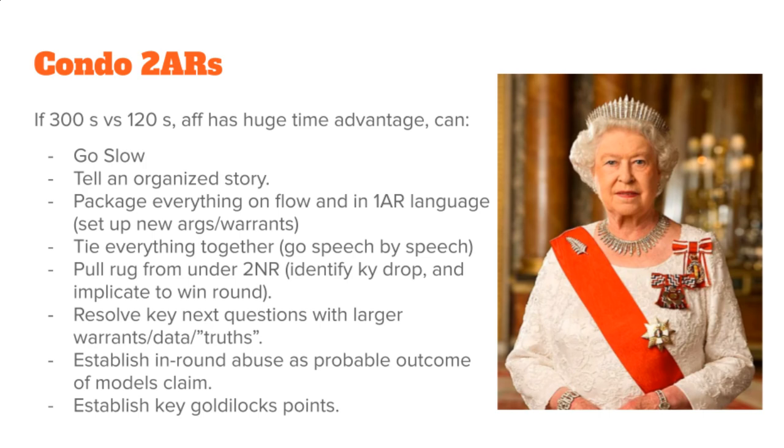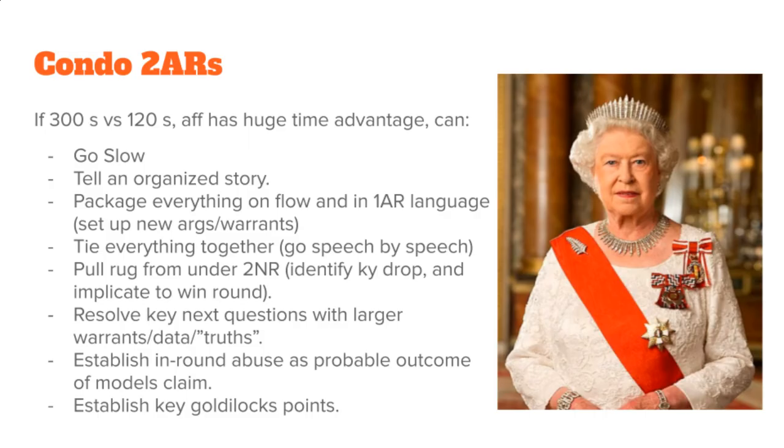And so these worlds where you have a huge time advantage because the 2NR, even a respectful one, maxed at like 120. And so you got all 5 minutes, 300 seconds. And so the biggest suggestions: go slow, don't spread, be repetitive, stumble, tell an organized story. Think of it like an overarching theme. Tell A subpoint, B subpoint, go through it.